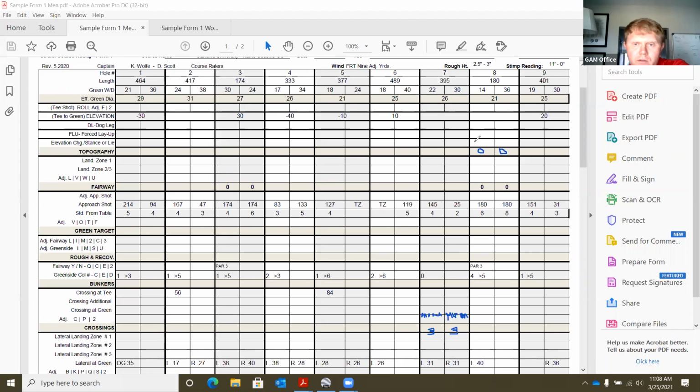Okay, and then sometimes it'll just put par 3, if I could write in the notes there. We don't have to worry about dog legs or any forced layups. We don't have any roll because we're getting to the green on our tee shot. There were no adjustments, and there's no fairway that needs to be measured. So anytime the hole is a par 3, we're not going to be measuring fairway distances.